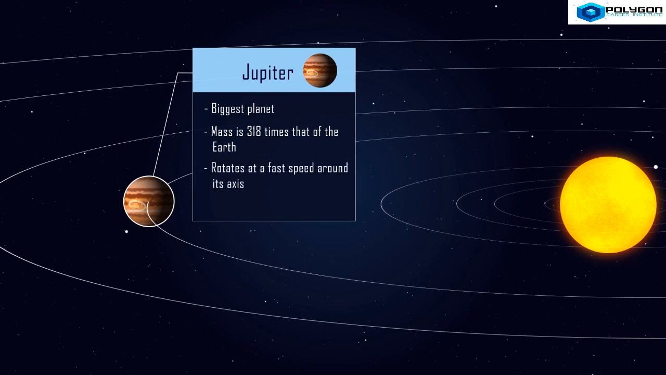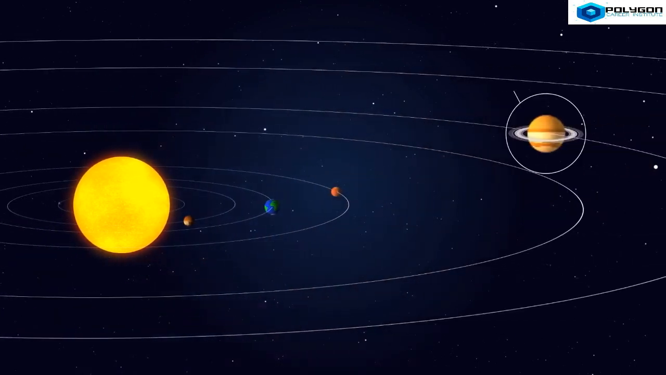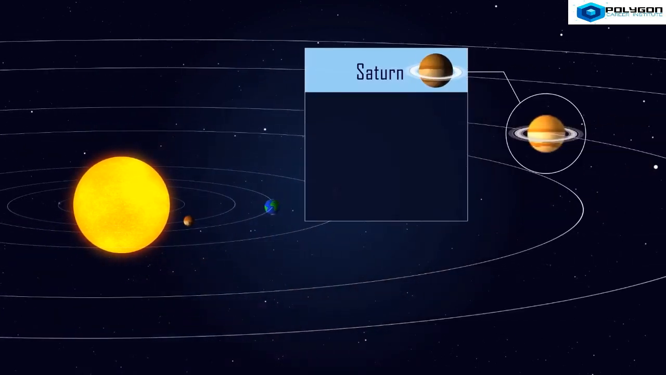And now we come to the most interesting point. Jupiter is said to have the largest amount of satellites. If you want to observe it, you can easily see it in the night sky with its moons due to its brightness. The sixth one is Saturn. It is said to be yellowish in color.